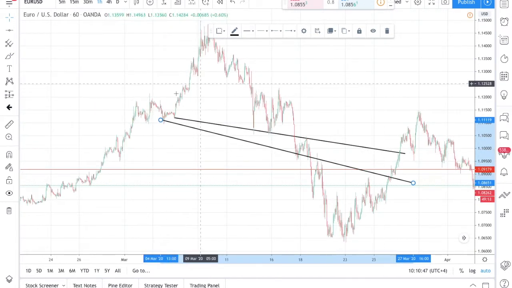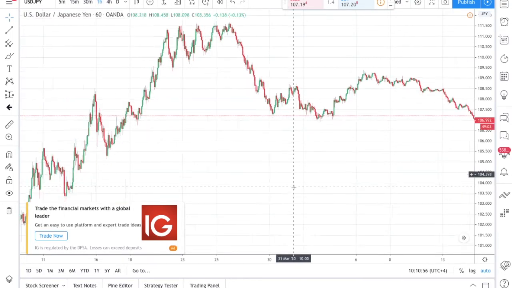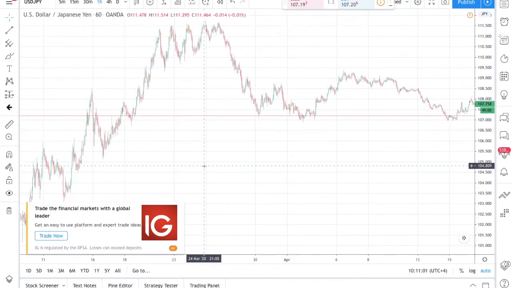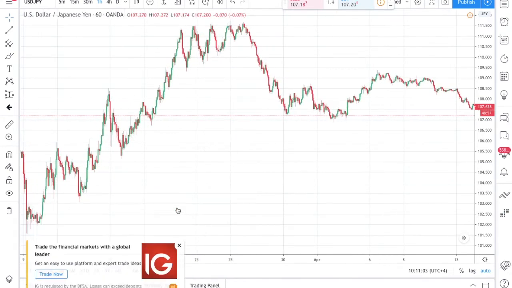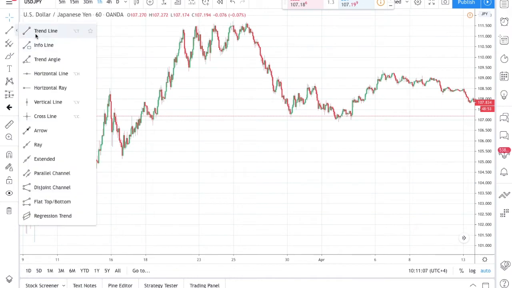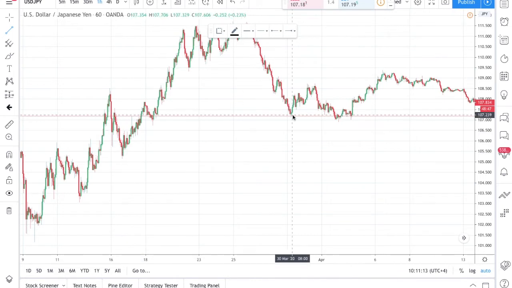So guys, let's change our pair. This was Euro USD for 1 hour. I'm going to use now USD JPY 1 hour again. And guys, let's see if I can show you another example here. Okay, guys, look, we have the lowest point here again. There's one here. There's one here. So I'm going to connect these together.